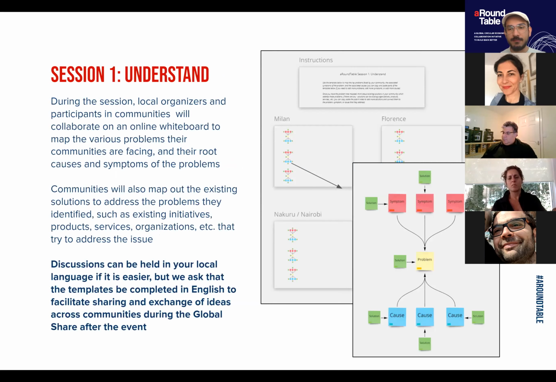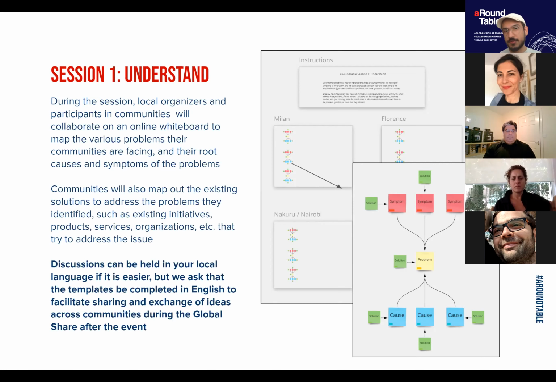And essentially we're going to be using Miro, this online whiteboard tool, to facilitate these discussions. So we've already set up instructions and templates for all the different communities. You can see on this image, there's a space for Milan and Florence and Nakuru/Nairobi to come together. Each of these communities will have their own space in order to brainstorm, at least for this first session, as I mentioned, all the different problems that the communities are facing, what is causing those problems, what the symptoms of those problems are, and what kind of solutions exist. So it's really the initial stages of mapping all the potential opportunities for the circular economy in our communities.